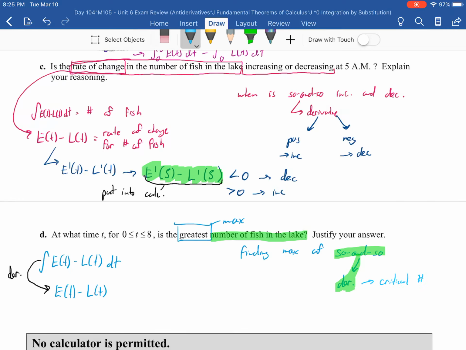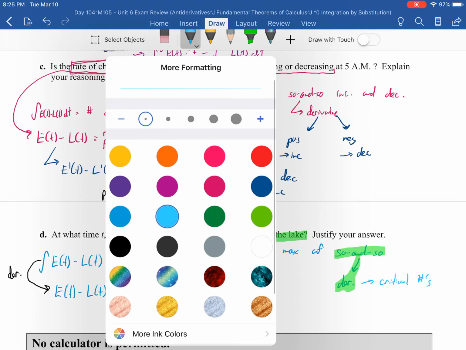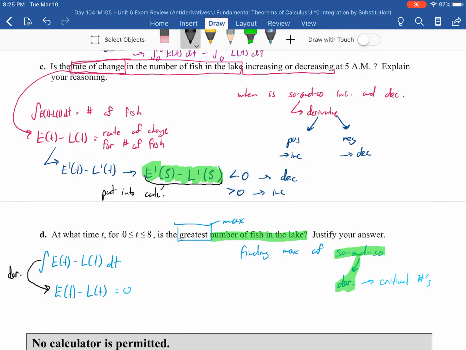We have to find critical numbers because that's going to tell us where a maximum or a minimum could potentially occur. Once again, we want to set this equal to 0. At this point, we would use a calculator again. We would simply plug this into a calculator and it would tell us when it would equal 0. It would give us some value. And I'm pretty sure it only gives us one t value where E of t minus L of t are equal to 0.